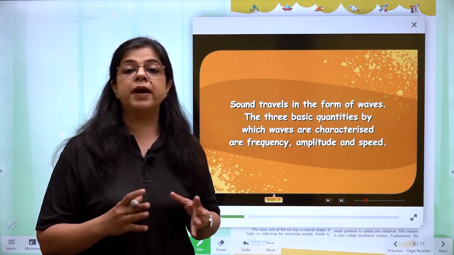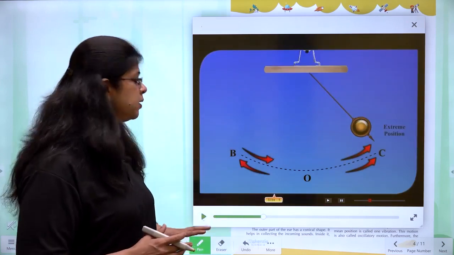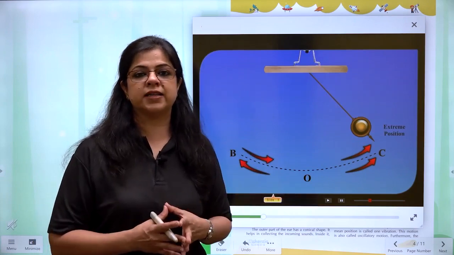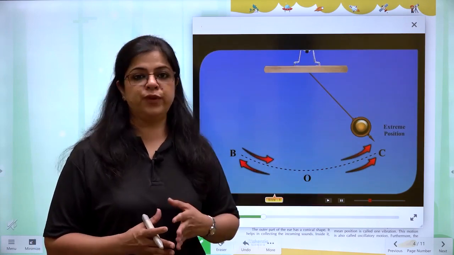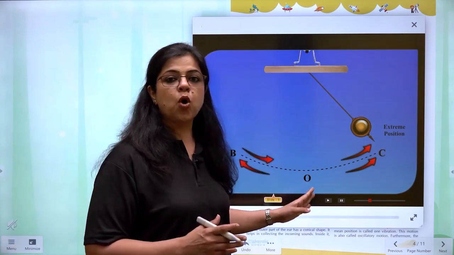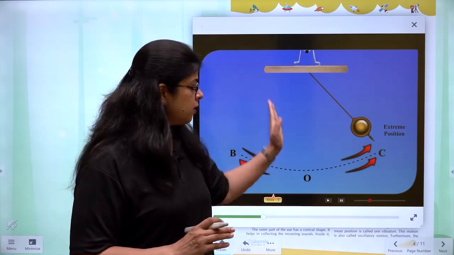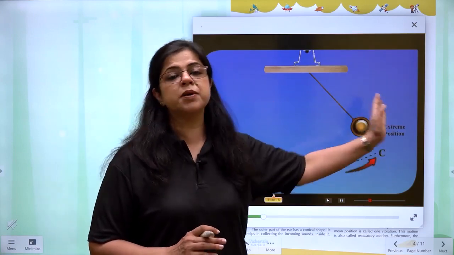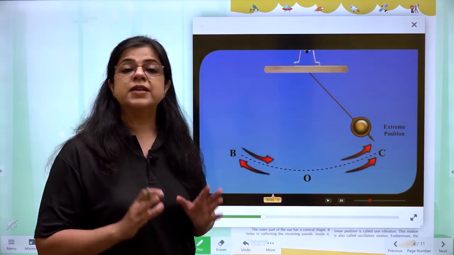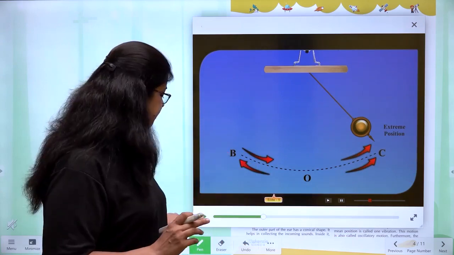Making a pendulum is very simple. As we will see here, to make a pendulum, a bob is hung with a string and it is allowed to move freely. So as you can see in this picture, the center where the bob comes when it is at rest is labeled O. And on that side, where it can go at maximum, which is its extreme position, is C. Similarly, on this side, the extreme position has been labeled B.